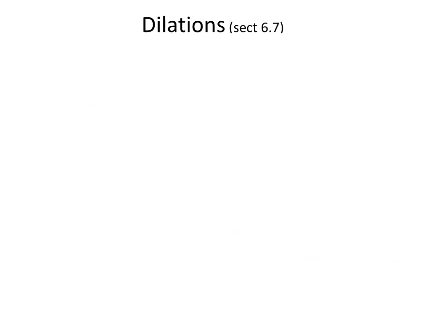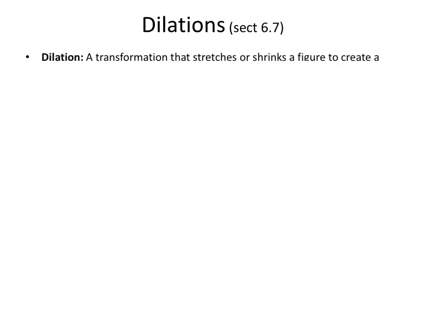Now we're going to look at dilation, section 6.7 in the book. A dilation is a transformation that stretches or shrinks a figure to create a similar figure. So unlike our reflection, our rotation, and our translations, these are not isometric, okay? They do not hold their congruency, but they are now similar. So everything we learned in our unit on similarity would apply to dilations.